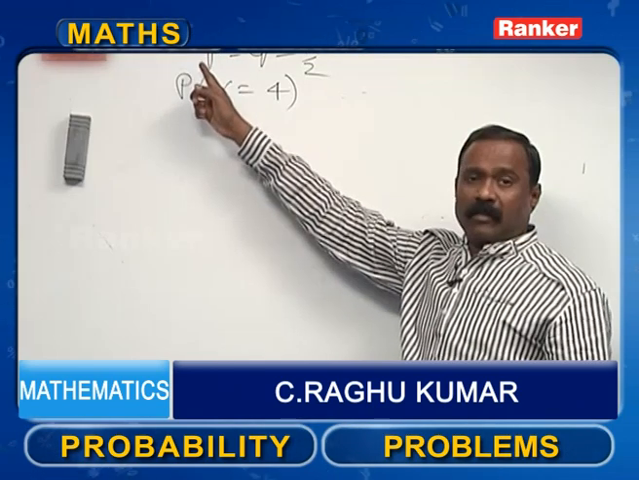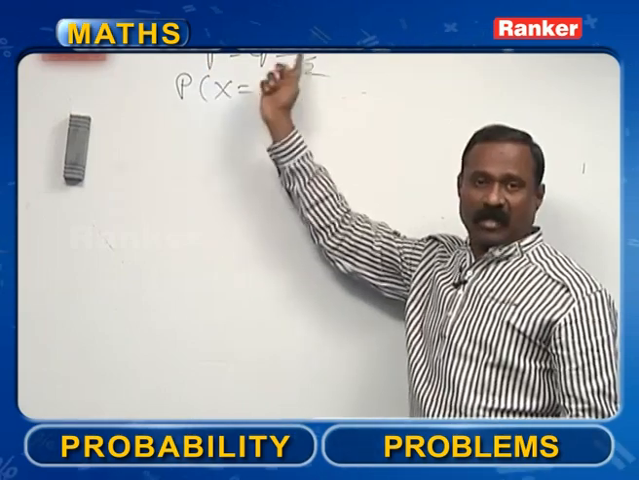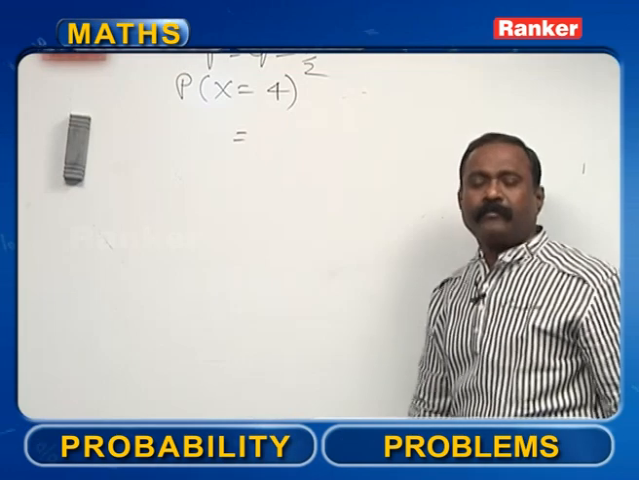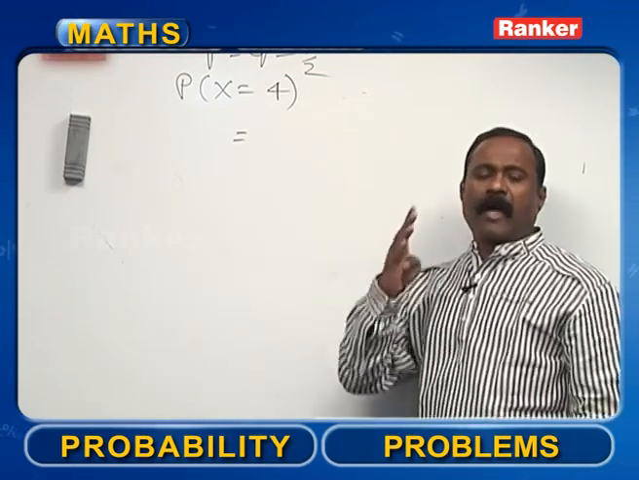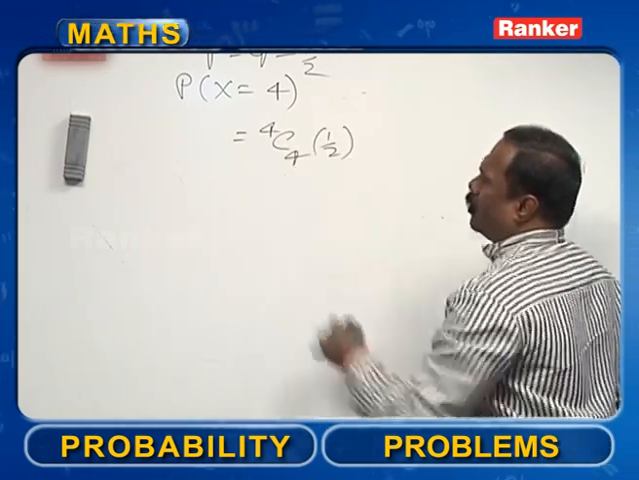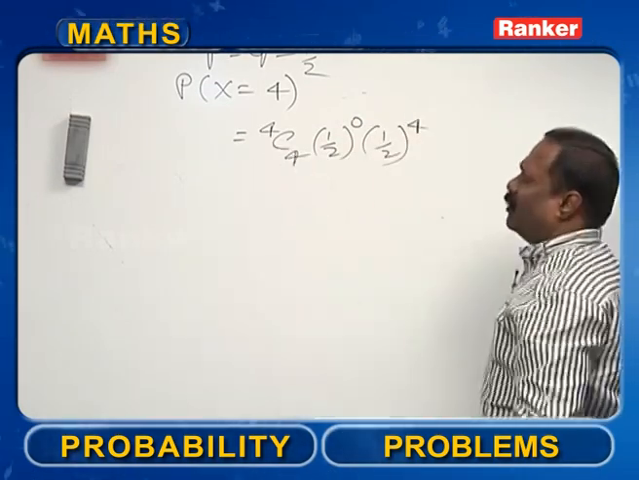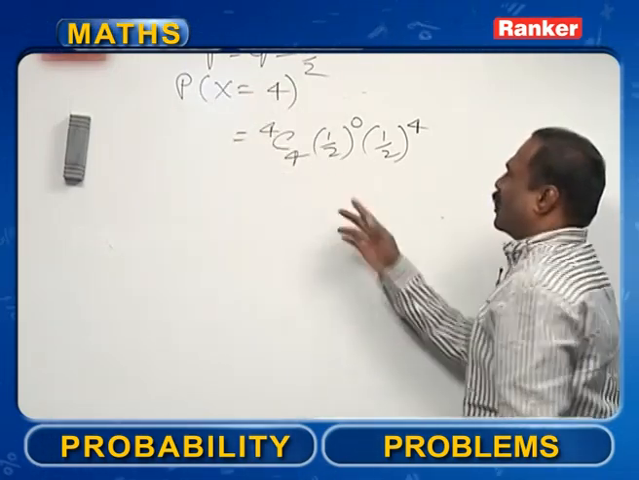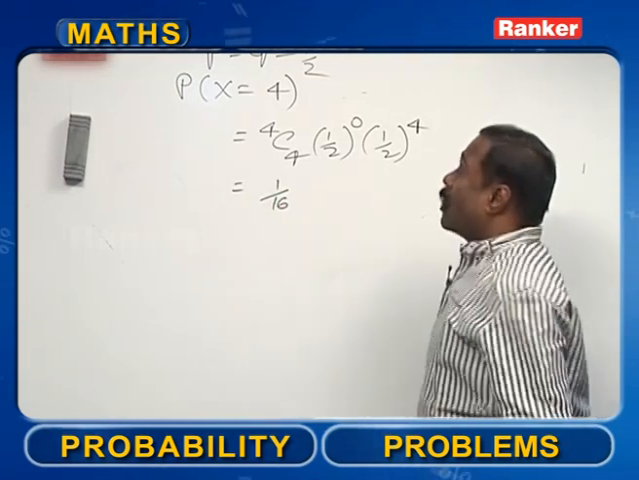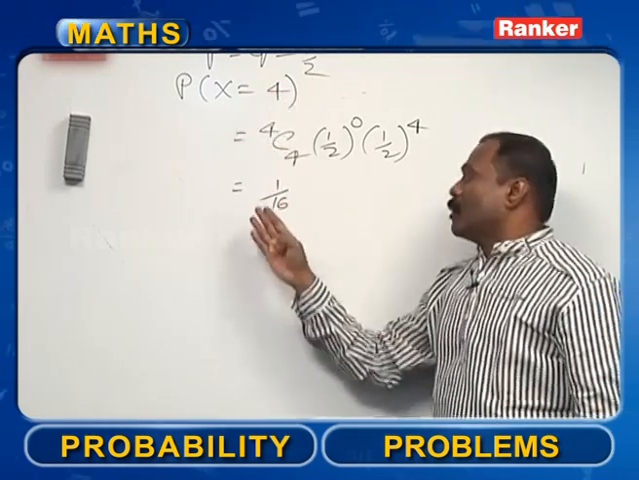So getting a daughter, the probability in one trial is 1 by 2, and the son, that is not a daughter, is nothing but 1 by 2. So it is nothing but nC4. n means each family has 4 children, so it is 4C4 into 1 by 2 whole power 4 minus 4, that is 0, into 1 by 2 whole power 4. You need not write that, because whenever both are equal, you can write only a single term. It is 1 by 2 whole power 4. 4C4 is 1.